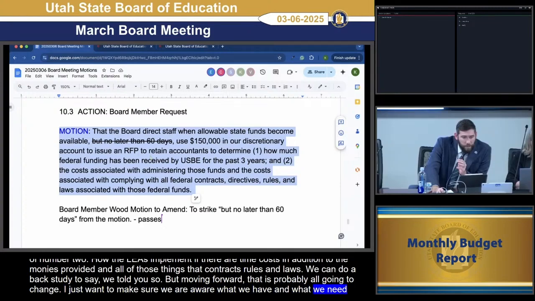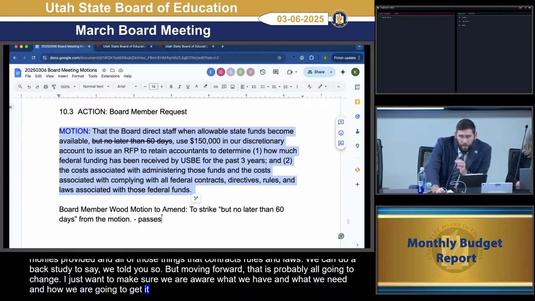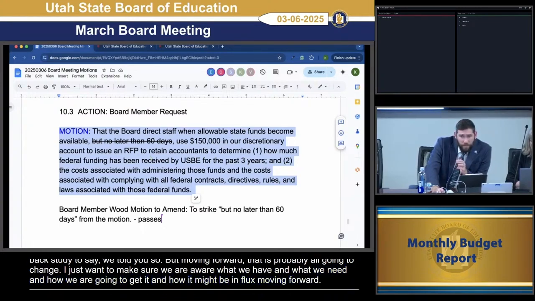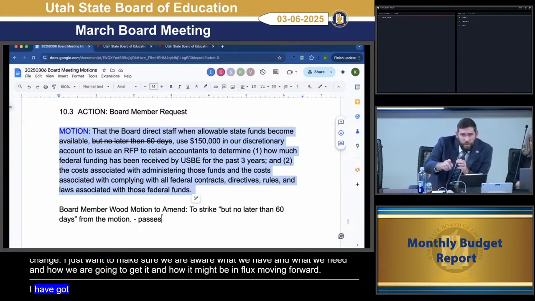I've got Member Lear and then Member Carey. I'd love to get to a vote pretty soon here. And Scott, you have your light on as well.